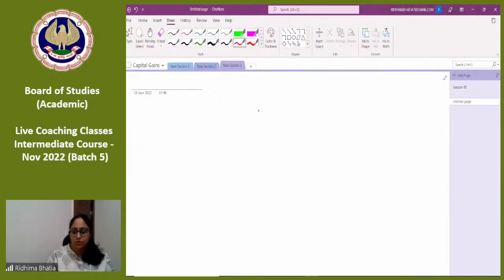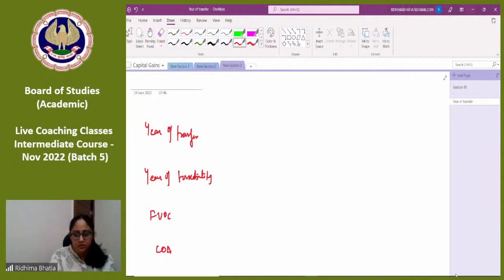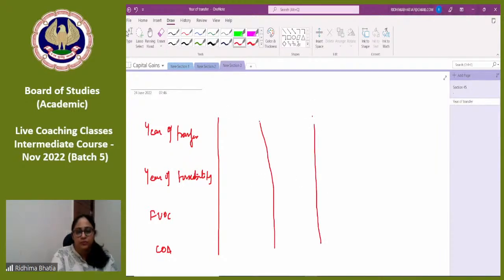45 clear? Exception. So whenever, students, you're doing exceptions to the general rule, what have we done so far? This is your actual homework. You will write year of transfer, year of taxability, full value of consideration, and your cost of acquisition. Basically, period of holding would be till year of transfer always. This table you will make for your homework. Sorry for my bad handwriting.